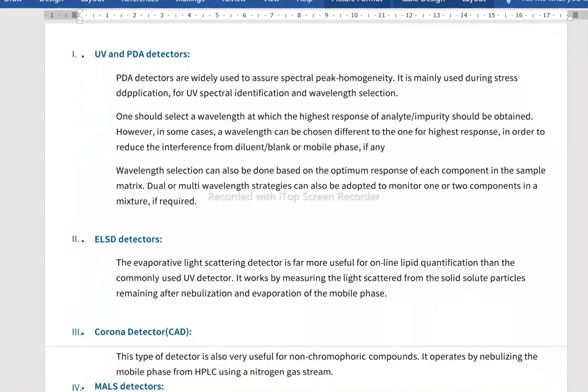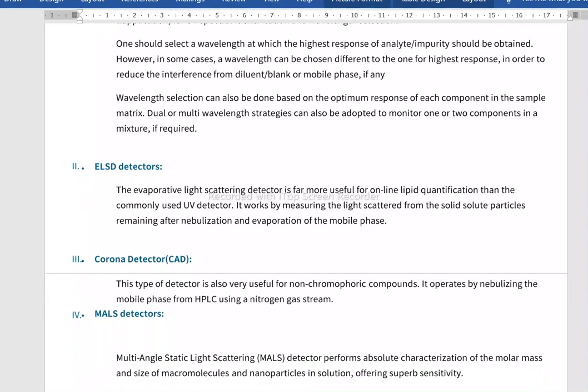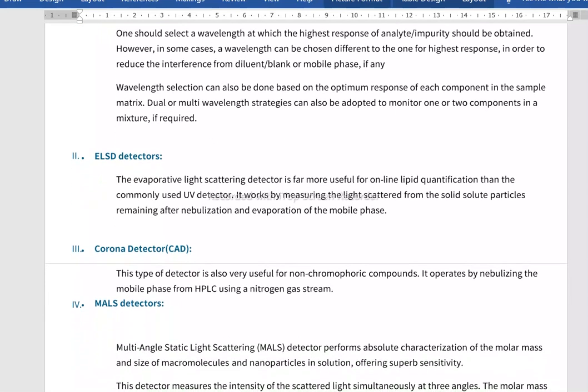ELSD detector. The evaporative light scattering detector is far more useful for online lipid quantification than the commonly used UV detector. It works by measuring the light scattered from the solid solute particles remaining after nebulization and evaporation of the mobile phase. Corona detector, that is CAD. This type of detector is also very useful for non-chromophoric compounds. It operates by nebulizing the mobile phase from the HPLC using a nitrogen gas stream.